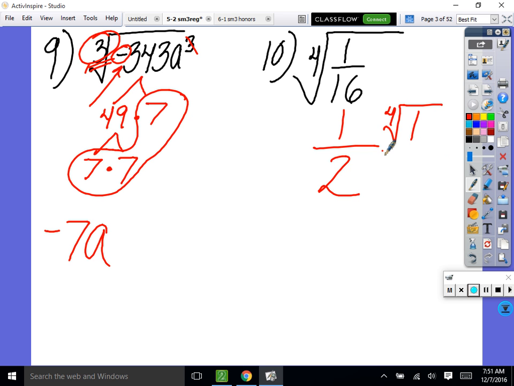Now this is how we could have thought of it as well. The 4th root of 1 divided by the 4th root of 16. The 4th root of 1 is 1. The 4th root of 16 is 2. So we have 1 over 2. Did everybody see how I did it using just my head?